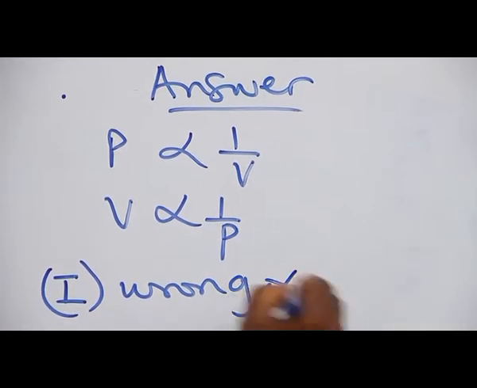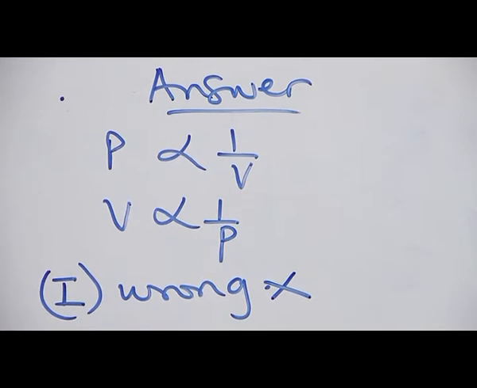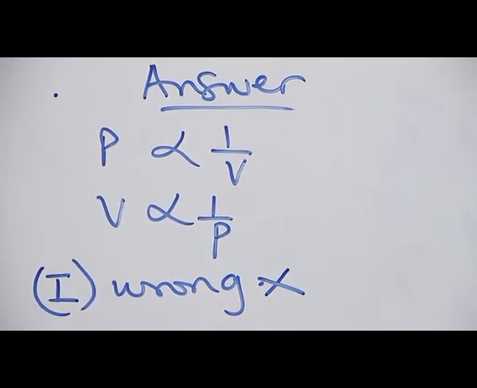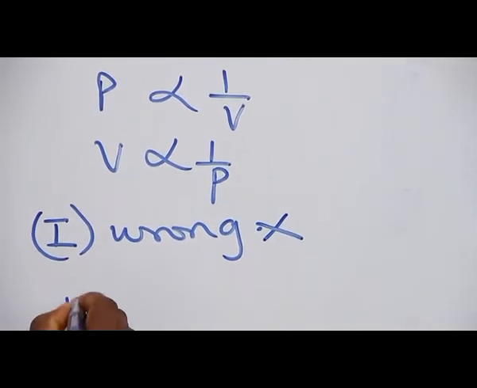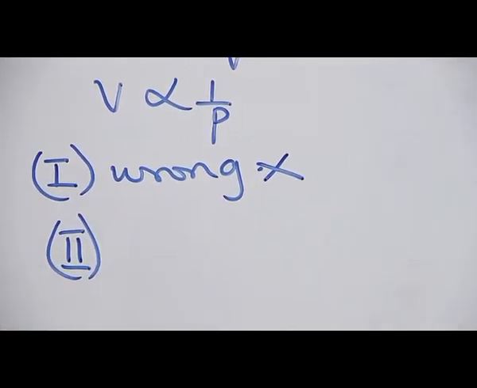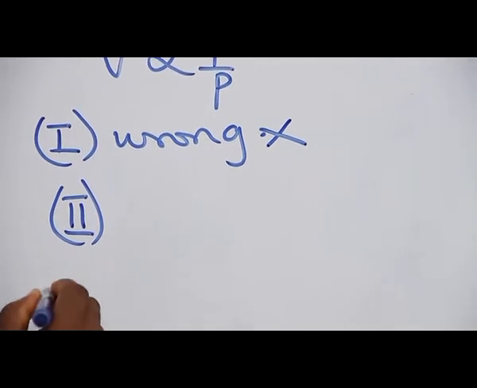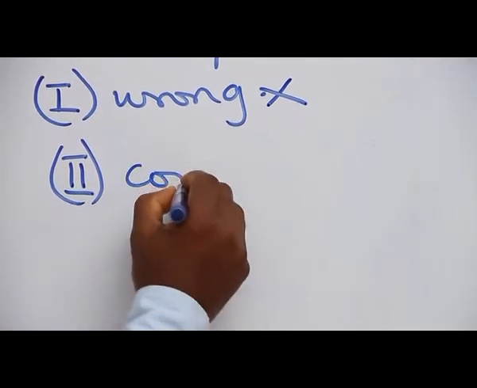Number one is wrong. The second graph is a graph of pressure against the reciprocal of the volume, and that is exactly the graph of Boyle's law, which is stated in the question. Number two is correct.